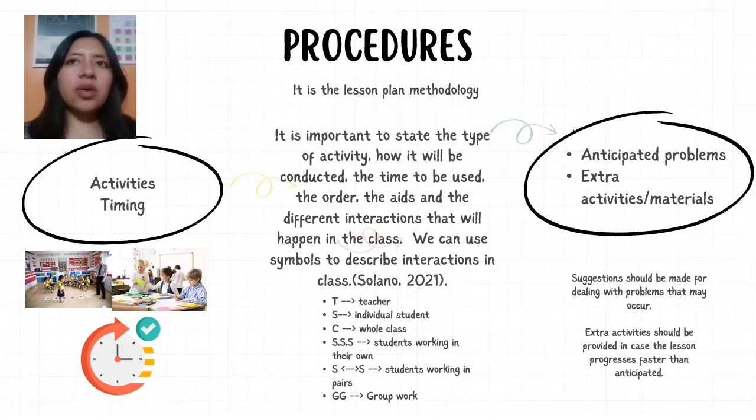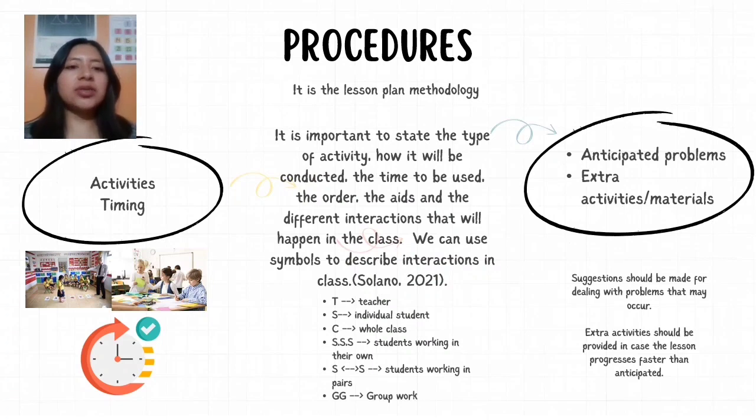And also here we are going to establish the time to do each of these activities and the time that we have for the whole class, because it's important to keep in mind the timing so we know what is possible to do in a lesson and keep students engaged in the activities. Also, we are going to establish the aids and the different interactions that we are going to have through the whole lesson. And interactions are important for differentiation.